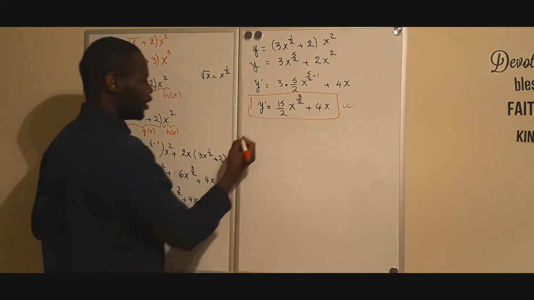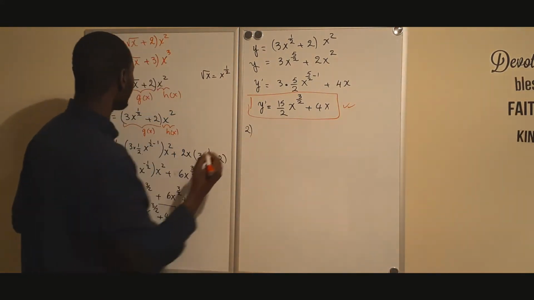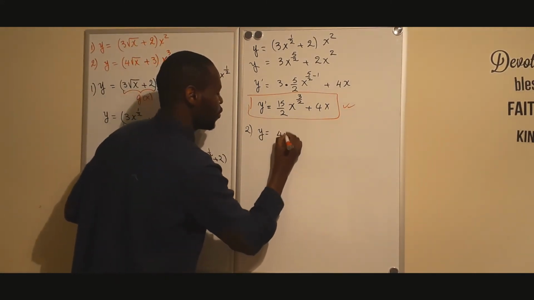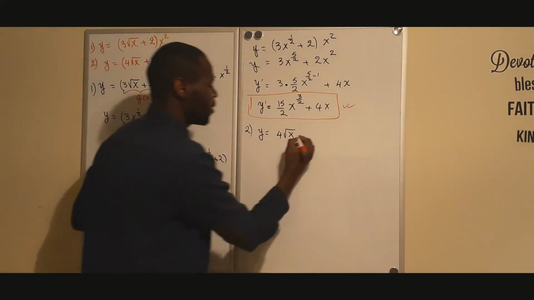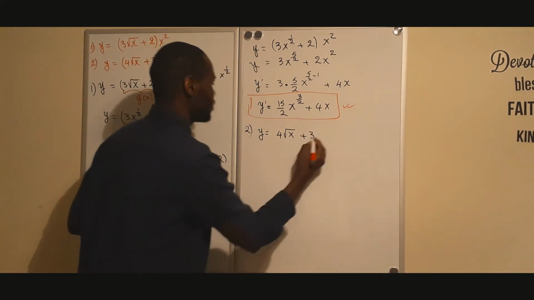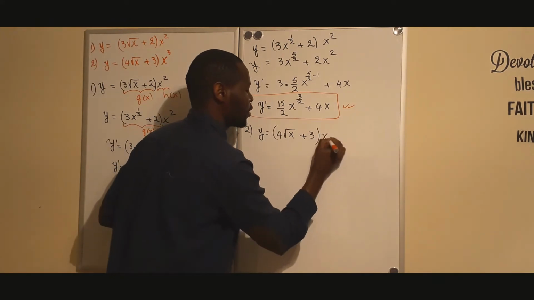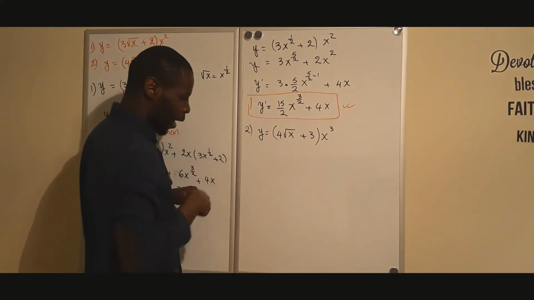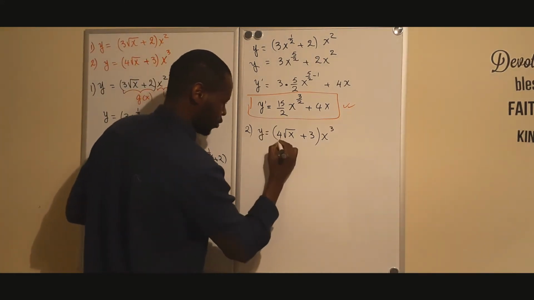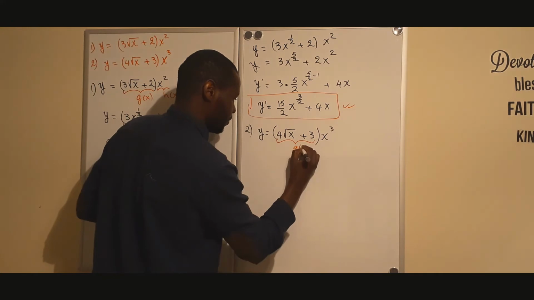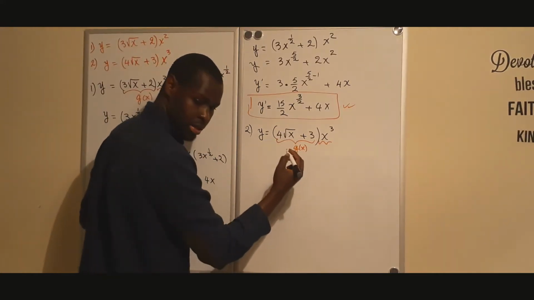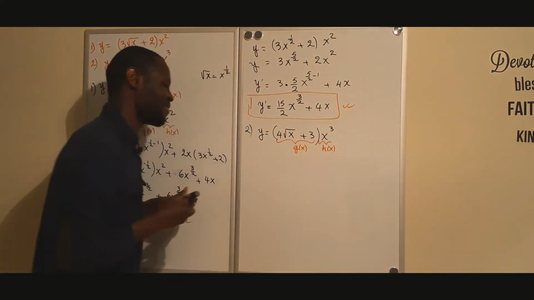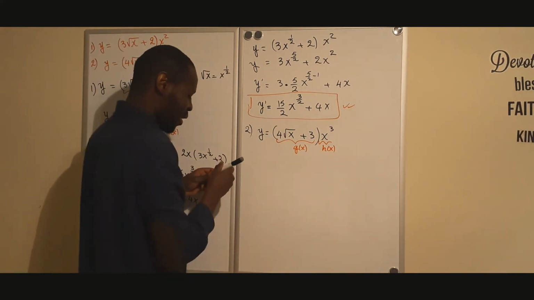All right, so let's go ahead and do the second one. We have y equals 4 square root of x plus 3 times x cubed. Okay, so we will start with the power rule again. I mean product rule. This is my g of x, and this is my h of x.